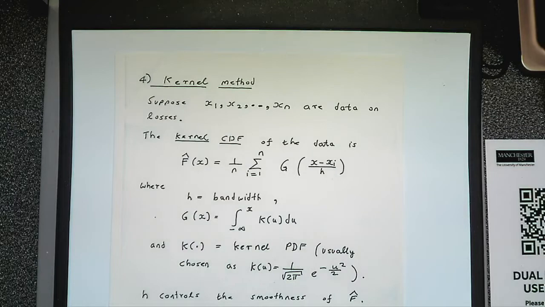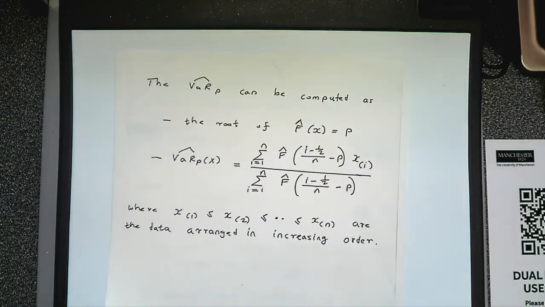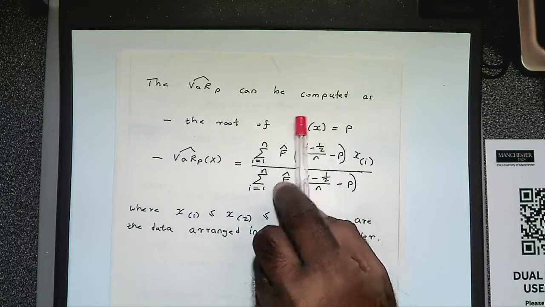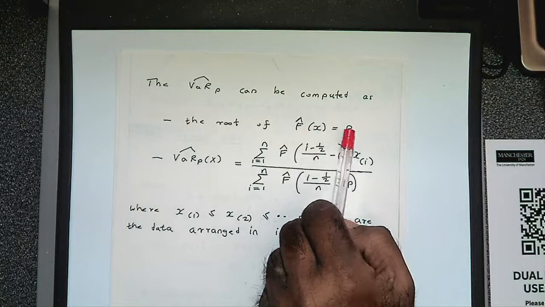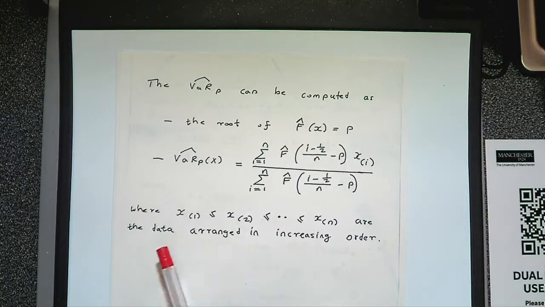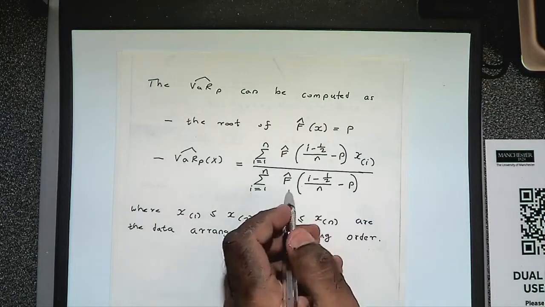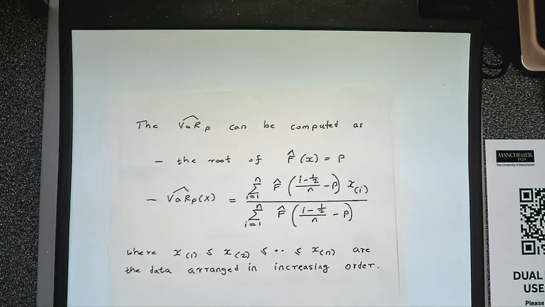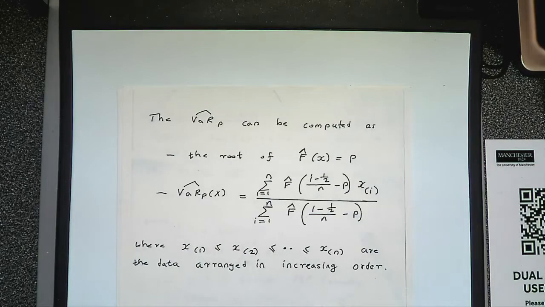Now there are two ways of estimating VaR. One is to take the root of this equation where F hat is the kernel CDF equal to p, and the second method is to use this formula here where these are the data arranged in increasing order. Once again here F hat denotes the kernel CDF. So these are two different ways to estimate VaR based on the kernel CDF. All right, so these are the non-parametric methods for estimating value at risk.